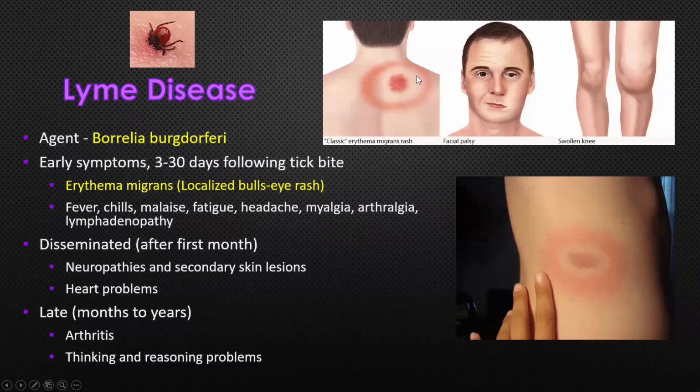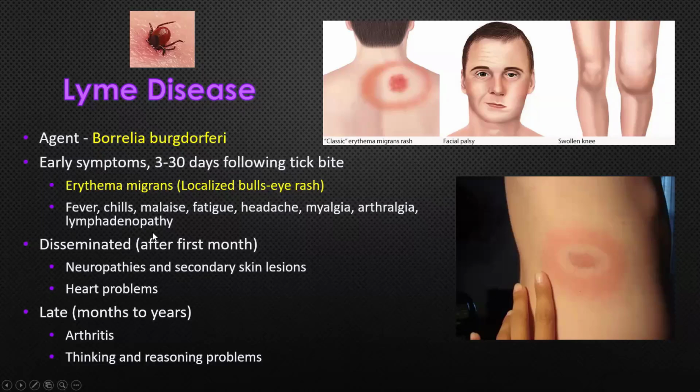Early on, you get that bullseye rash, the erythema migrans, localized to the tick bite, right? It's an infection. It kind of spreads out from there for whatever reason. It causes this bullseye appearance. But it can also be associated with any type of infection, right? Fever, chills, malaise, fatigue, those things go along with infection. So definitely know the different symptoms of Lyme disease.